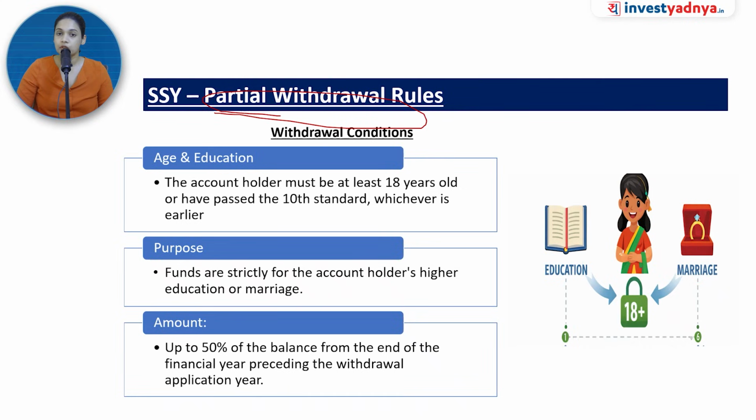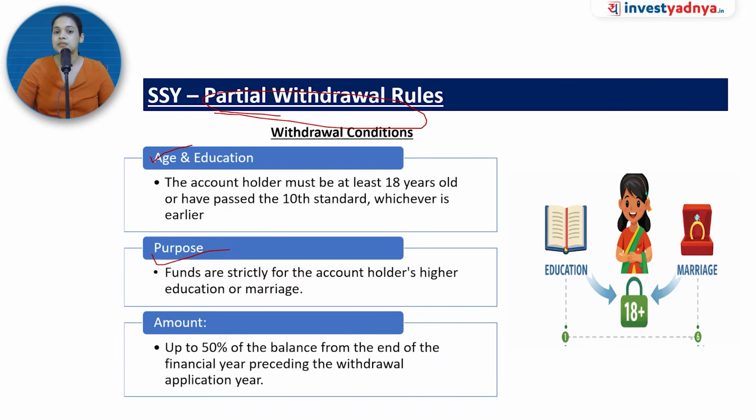Can they partially withdraw from SSY? Yes, but there are some eligibility criteria related to it. What is the age restriction? The account holder should be 18 years of age, or she should have passed 10th standard, whichever is earlier.